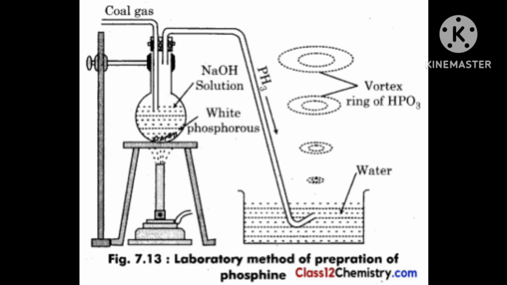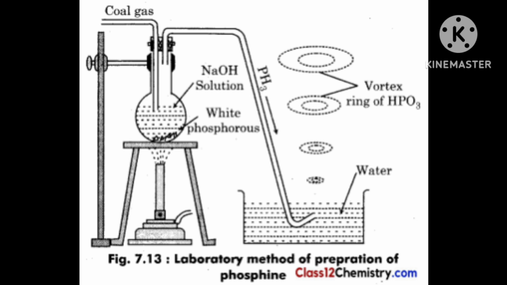Here you remember Cu3P2: the 2 tells about the copper valency, and the 3 tells about the phosphorus valency. Cu3P2 is cupric phosphide, and the second product is 3H2SO4, sulfuric acid. Again, the balanced reaction: 3CuSO4 plus 2PH3 gives Cu3P2 plus 3H2SO4.